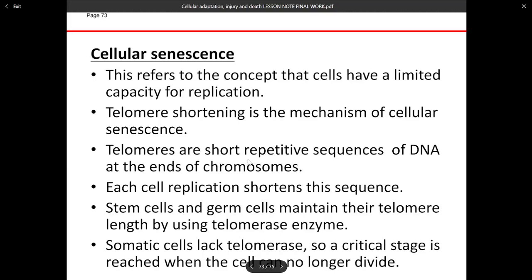Telomeres are short repetitive sequences of DNA at the end of chromosomes. Each cell replication shortens the sequence. Stem cells and germ cells maintain their telomere length by using the telomerase enzyme. Somatic cells lack telomerase, so a critical stage is reached when the cell can no longer divide.